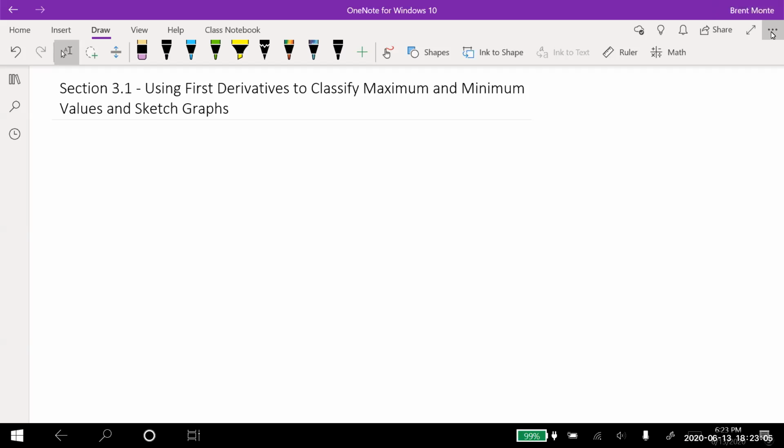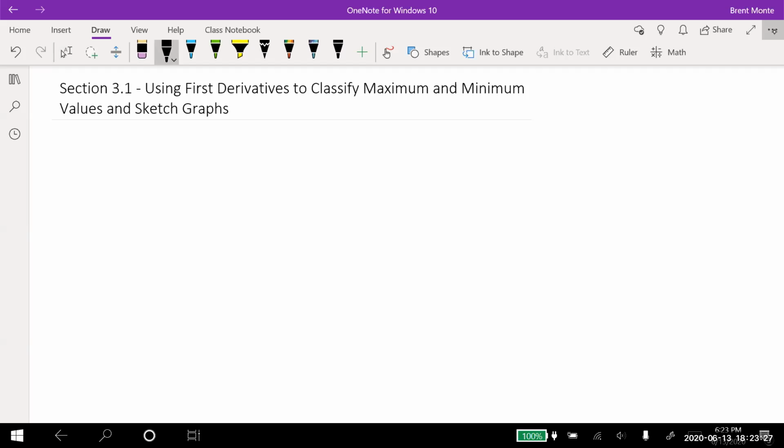We are going into chapter 3, which is applied calculus. So we're going to start applying all the rules we learned in the first two chapters. All right, so 3.1, as you can see, is using first derivatives to classify maximum and minimum values and sketch graphs. First of all, let's talk about when a function is increasing or decreasing.